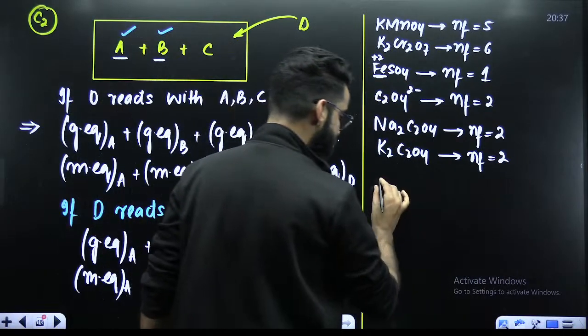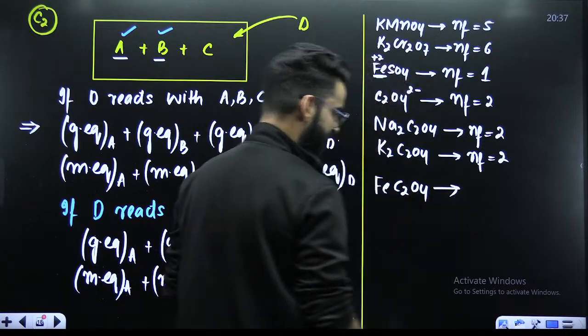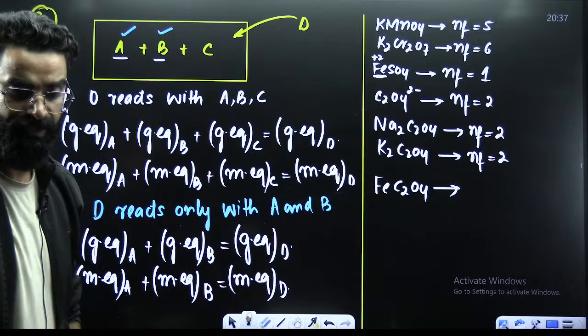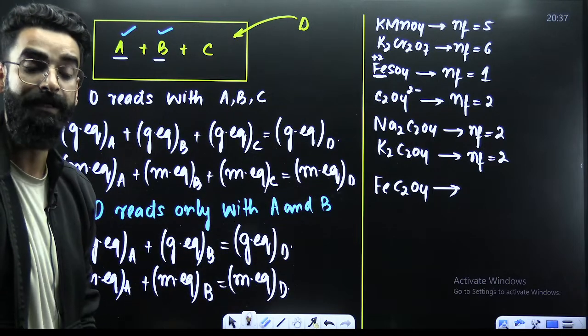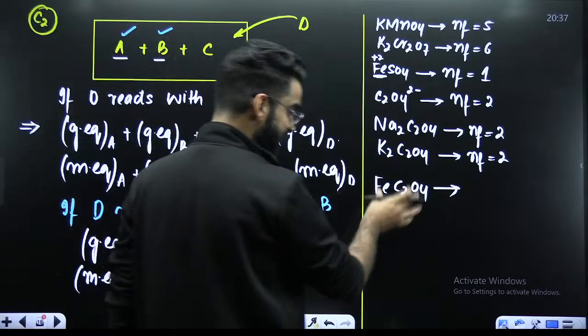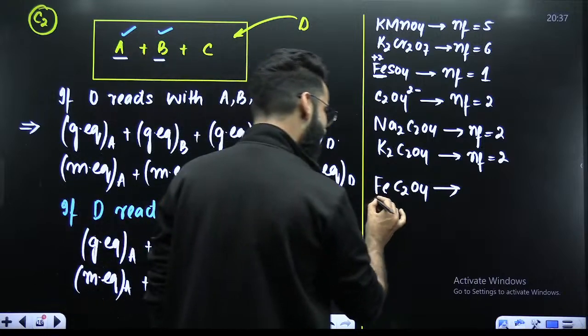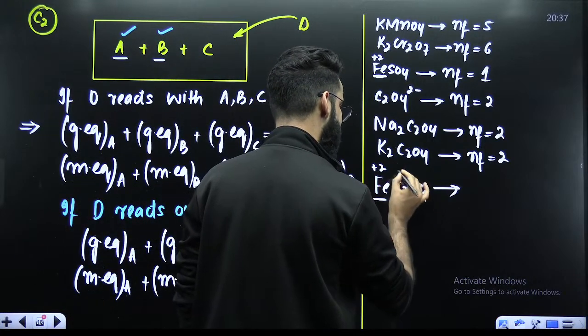For example, you have got ferrous oxalate, FeC2O4. If you are treating this ferrous oxalate with KMnO4 or K2Cr2O7 in acidic medium, what happens? Over here, iron is in +2 oxidation state, and this carbon is in +3.